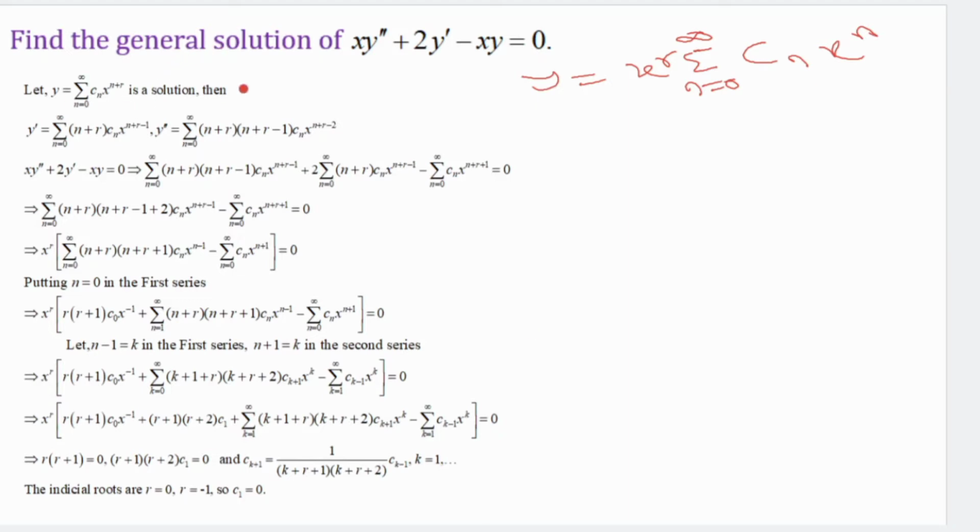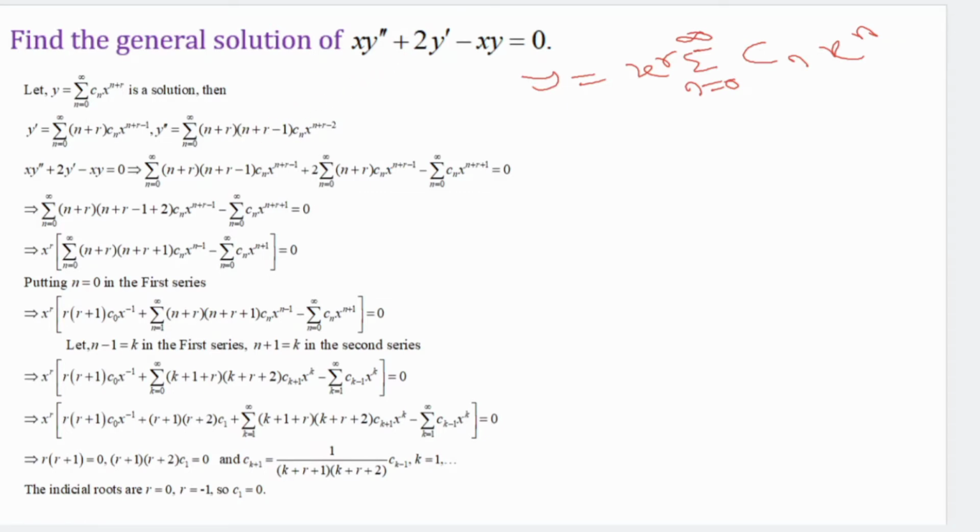Our given differential equation is second order, so we have to find y prime using y equal to summation of n equal to 0 to infinity Cn x power n plus r. So y prime is equal to summation of n plus r Cn x power n plus r minus 1. Our second derivative y double prime is, we find the derivative of this one, so n plus r minus 1 Cn x power n plus r minus 2. Now we put y prime, y double prime and y in our given equation.